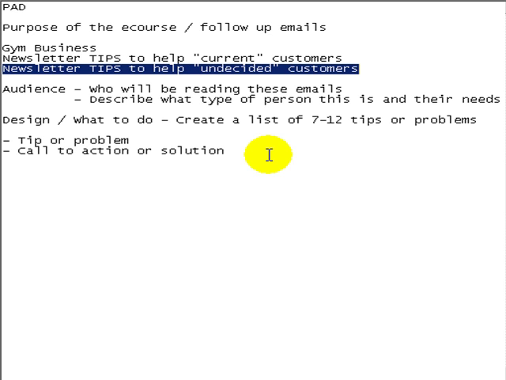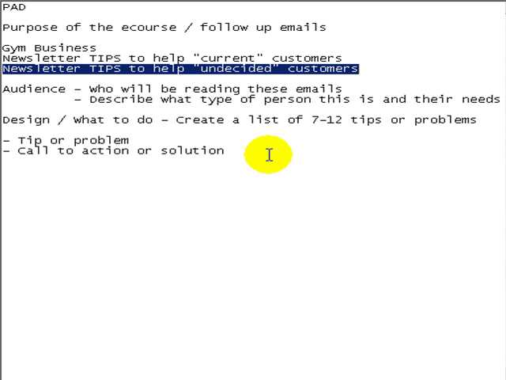So you're thinking about, okay, I can help this gym business owner build a relationship with their current customers, but at the same time, build a relationship with undecided customers. That way they can build two different lists, one with current customers and one with undecided customers. Now, you can tell the gym business owner, hey, I can create two different lists, one for current customers and one for undecided customers. But keep in mind that the one with undecided customers, the emails will be similar but slightly different.